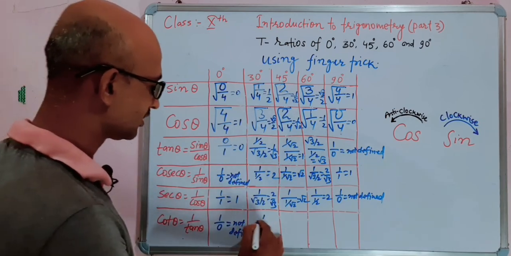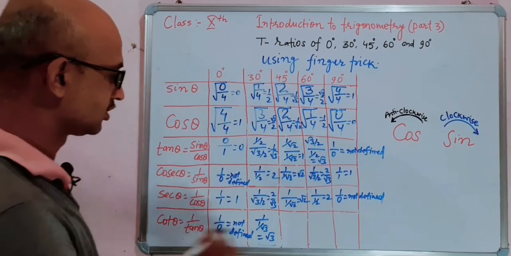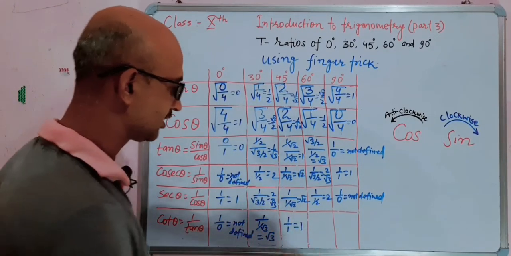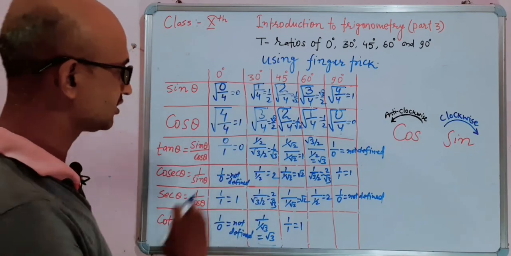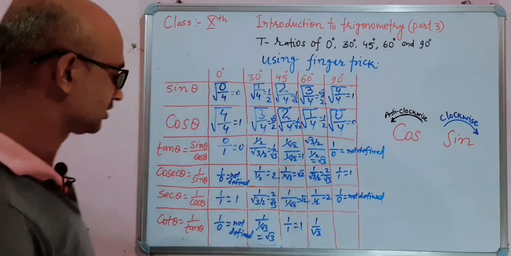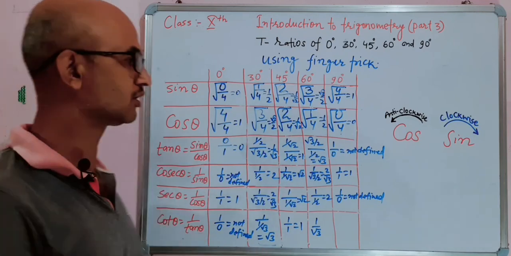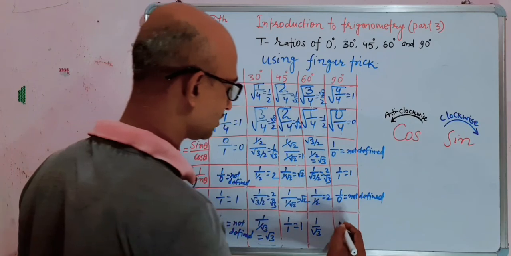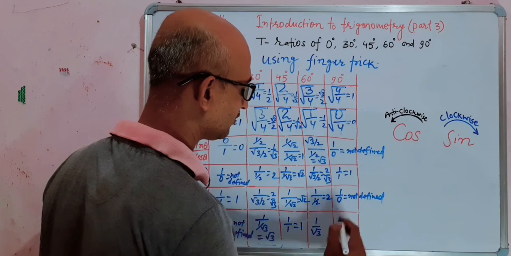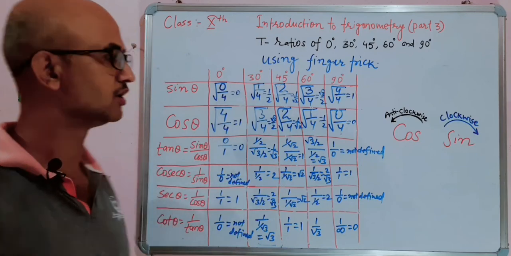Cot 30, it is reciprocal of tan 30, that is root 3. Cot 45, it is reciprocal of tan 45, that is we get 1. Cot 60, it is reciprocal of tan 60. So we get its value 1 by root 3. And at the last, cot 90, and cot 90 is reciprocal of tan 90. And reciprocal of tan 90 is 1 by not defined, and 1 by not defined is 0. Therefore, we get value of cot 90 equals to 0.